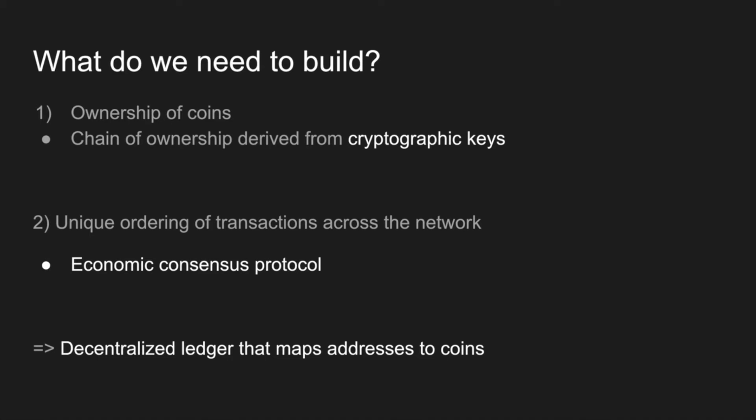And then the second thing is, how do we figure out what's the right sort of stream of transactions that we're looking for? We're going to basically take some ideas from economics, and then also some of the classical consensus algorithms for doing so. So the bottom line is we're going to sort of fuse these two things together. We're going to get a decentralized ledger that maps addresses to coins.